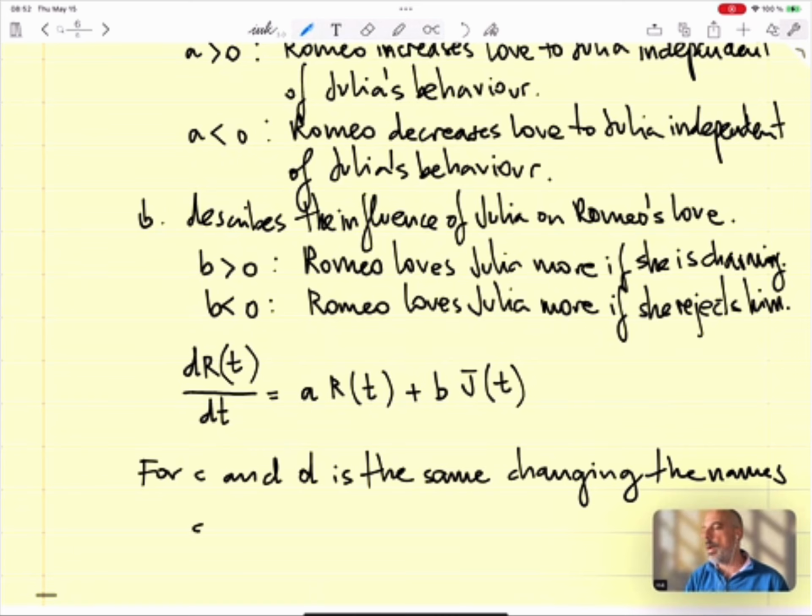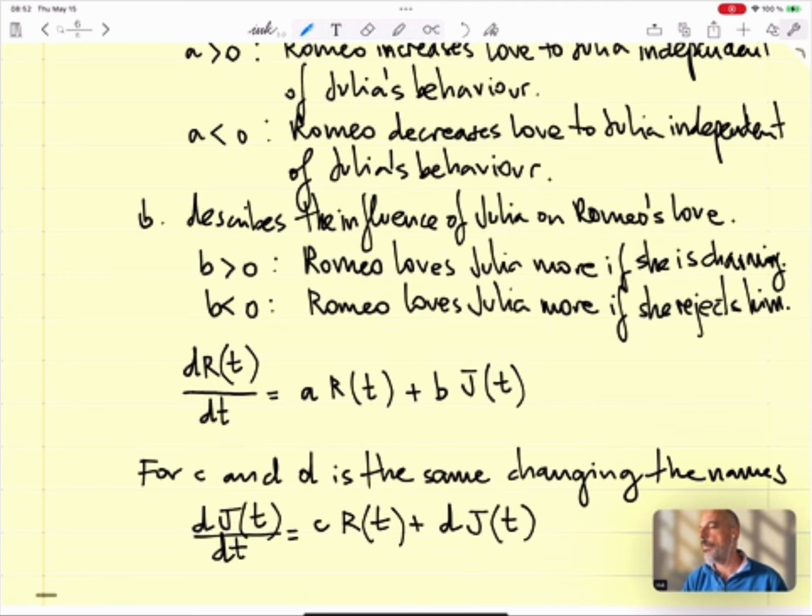So we have that the variation of the love of Julia to Romeo is equal to C times R plus D times J. So if C is positive, Julia falls in love with Romeo when he is nice. This depends on the psychology of Julia. If C is negative, Julia falls in love with Romeo when Romeo is an asshole.